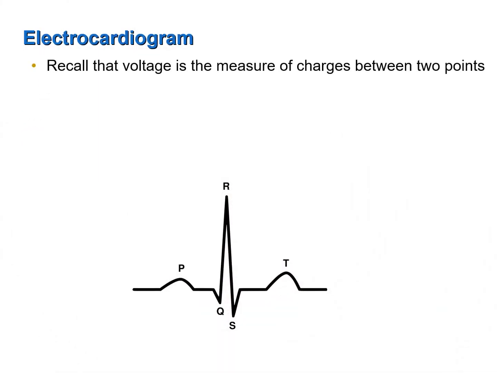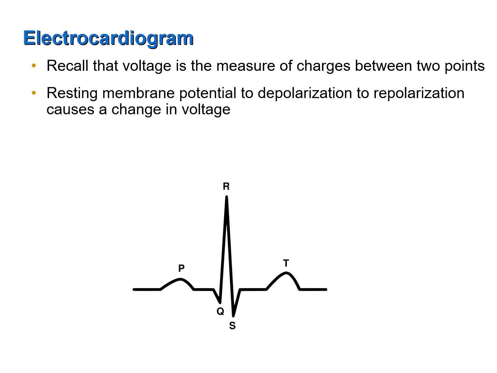If you recall, voltage is a measure of charge between 2 points. The resting membrane potential had a voltage across the plasma membrane of negative 70 millivolts. There were more negatively charged ions relative to positive ions inside the cell compared to outside the cell. Changes in voltage occur when depolarization occurs and also when repolarization occurs as ions move from the intracellular fluid to the extracellular fluid or from the extracellular fluid to the intracellular fluid.